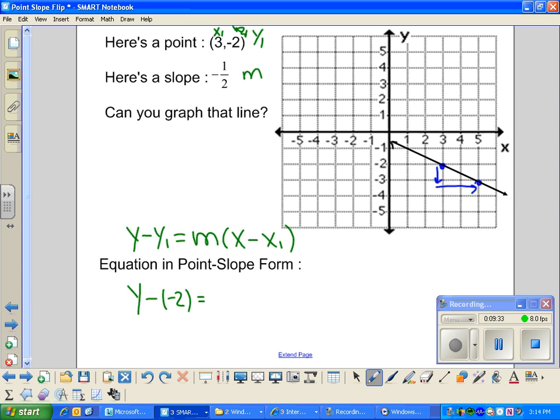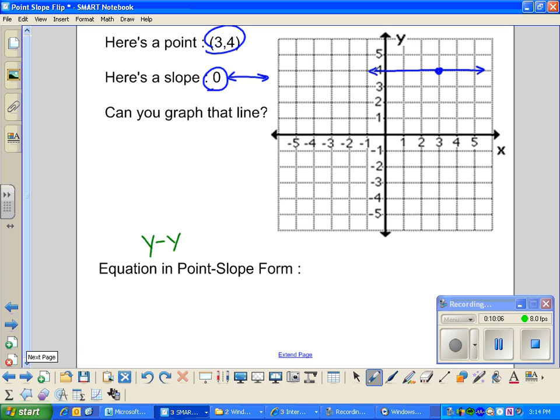Equals, what's my slope? -1/2 times x minus 3. Okay. Just want you to realize that subtracting a negative is the same as adding, and if you've got this here, you'll have success later. So I have y plus 2 equals -1/2 times x minus 3. I know. Give me more, Mrs. Sigel. Okay. Let's do the next one.